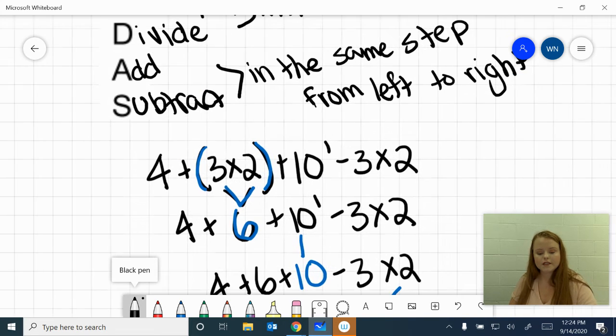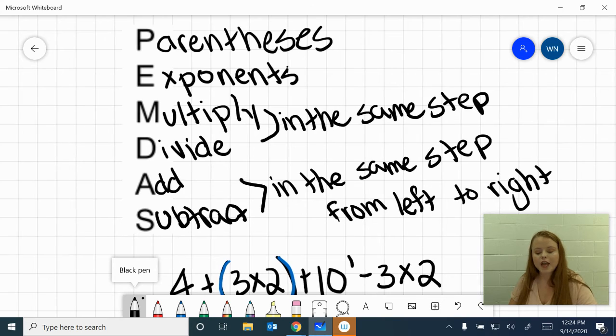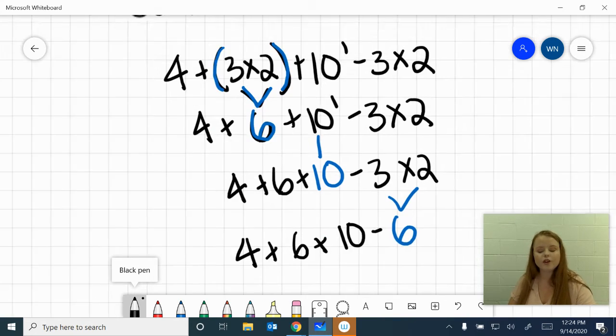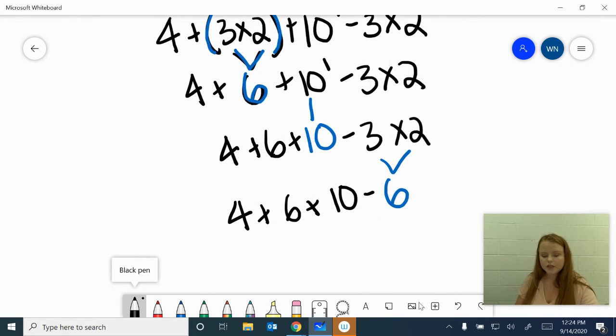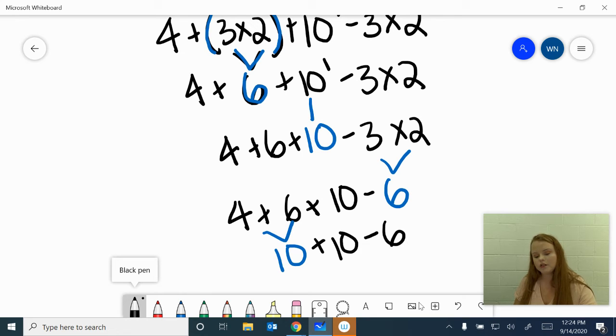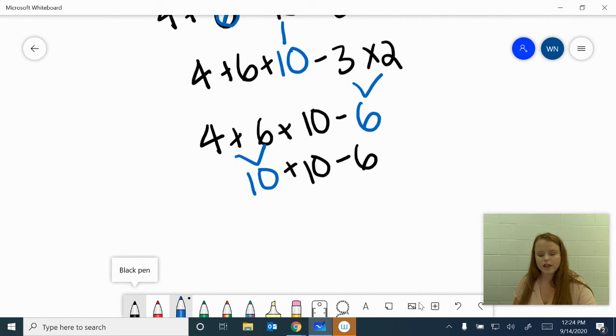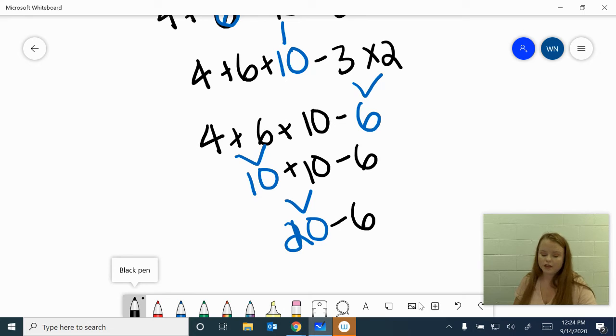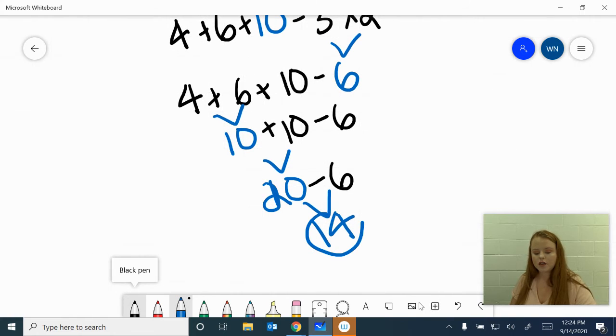Perfect. Next, add and subtract from left to right, first come, first serve. So that's what we're going to do. I'm going to look and I'll be like, okay, first, we've got an addition. 4 plus 6 is 10. Bring everything down. All right, we've got another addition. I can say 10 plus 10 is 20. Bring everything down. Last but not least, we've got a subtraction. 20 minus 6 is 14. So my answer is 14.